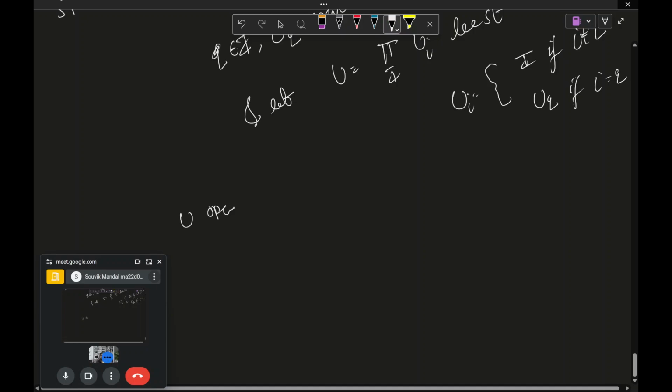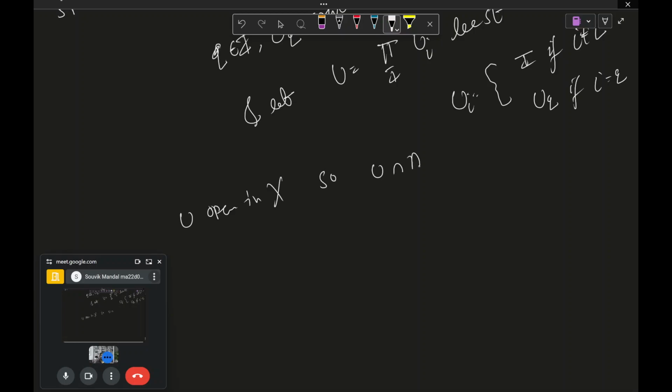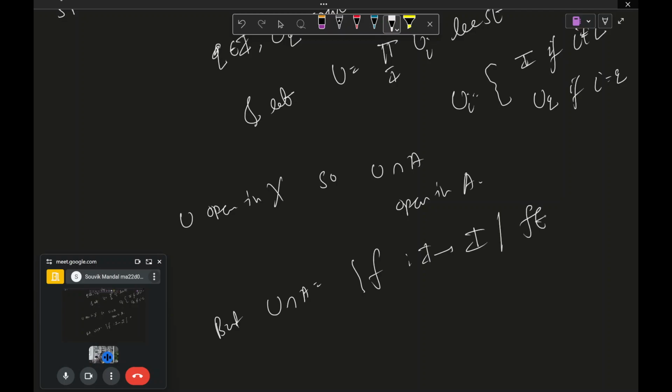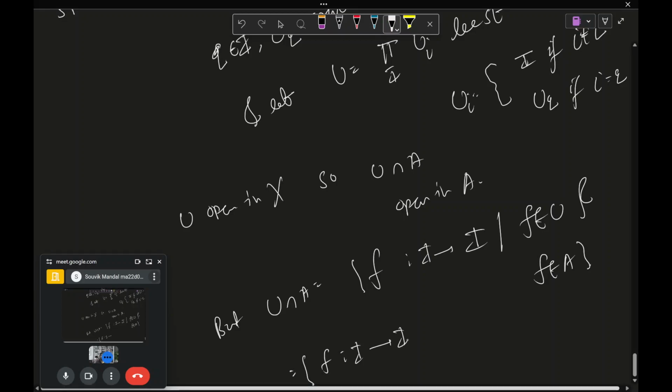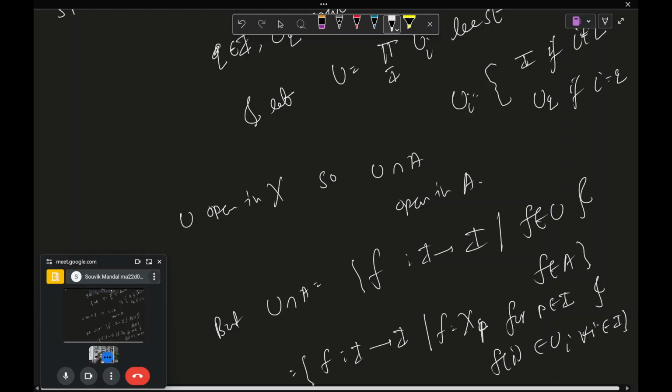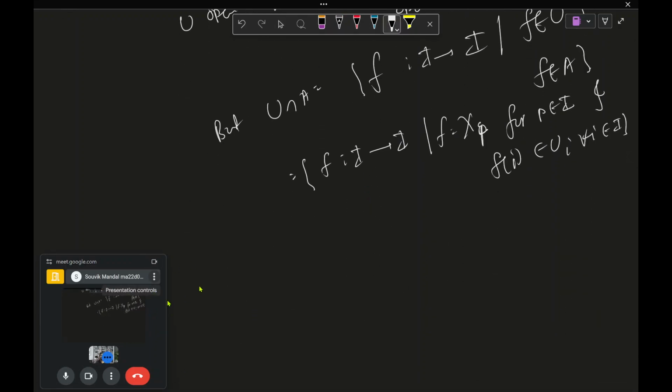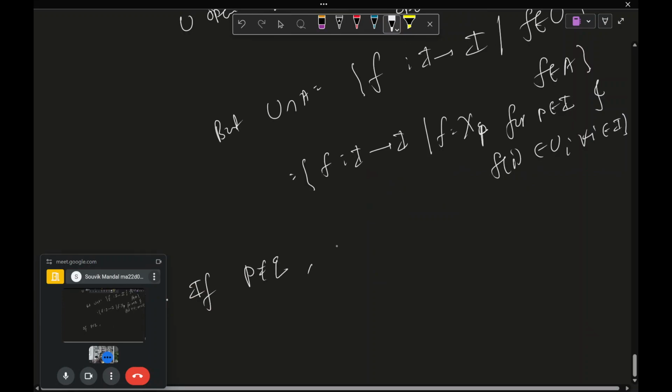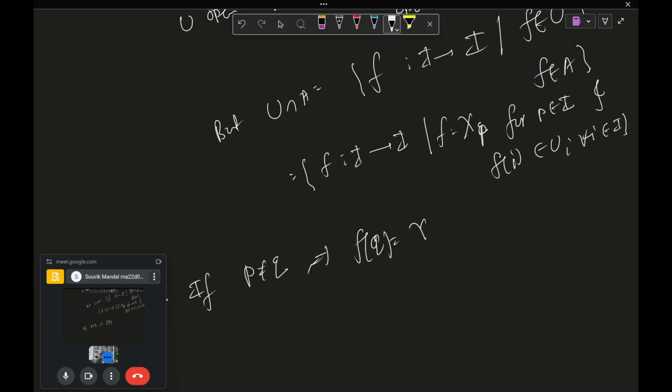So of course then U is open in X, and so U intersection A is open. But of course, since U intersection A is equal to all those A_i, such that a belongs to U and b to A, this is equal to A_i. Thus if equal to tau q, tau p for p belongs to Y, and if i belongs to I for all i. So this implies that if p not equal to q, then tau pq is equal to 0.